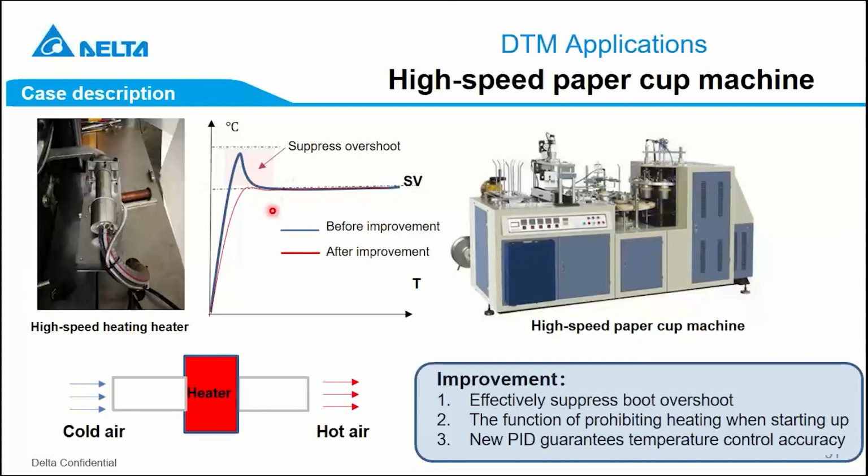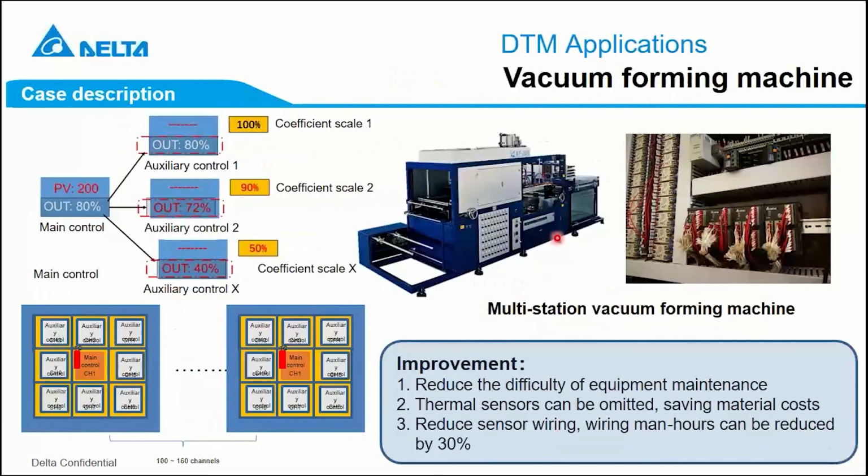So the feature is because we improve the PID control functions, so the SV, you could see the surprise, the overshoot is reduced a lot. This is the after improvement curve, so it's very efficient and very stable from the PV to the SV. So next one shows the vacuum forming machine.